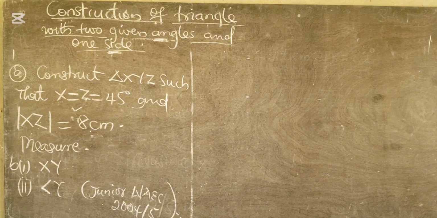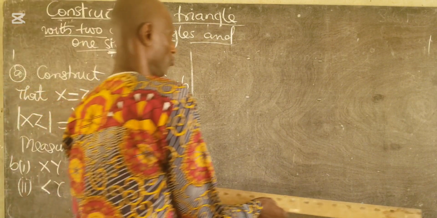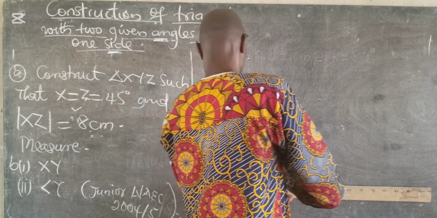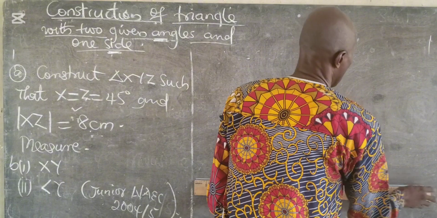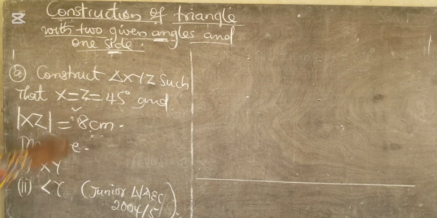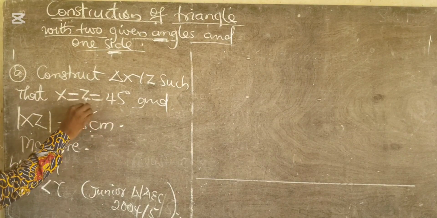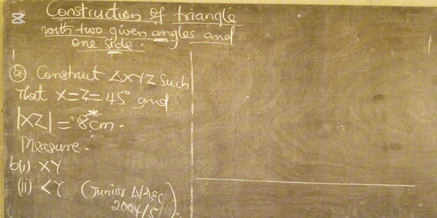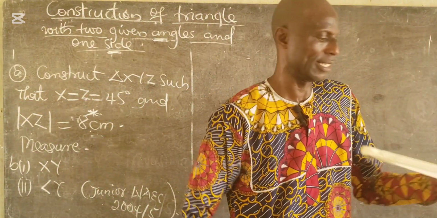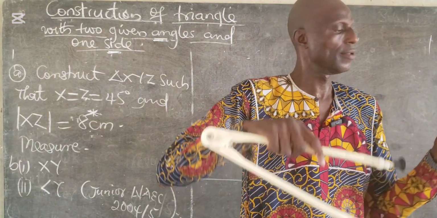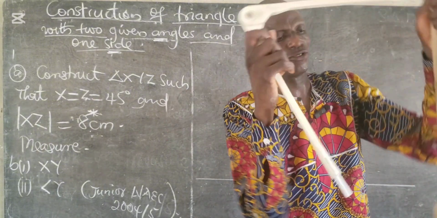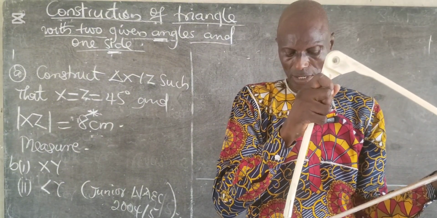When you are given such a thing, the first thing for you to do is to draw a line. Having drawn a line, because you are given two angles and only one side, let us measure 8 centimeters. In measuring 8 centimeters, you place your compass at 0 on the ruler, and you extend your pencil to 8.